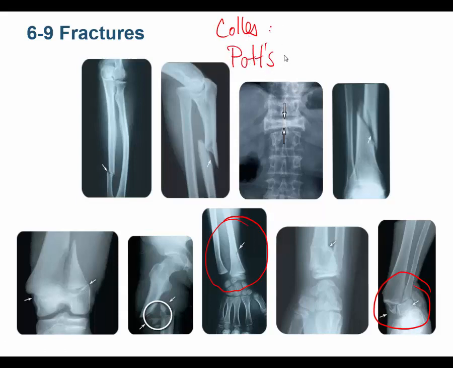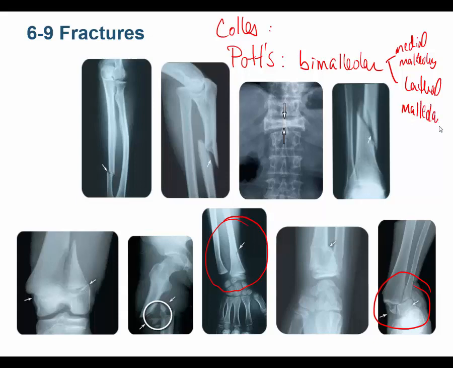Let's know two fractures. This is a bimalleolar fracture. That means two malleoluses. Your two malleoluses are your medial malleolus, which is part of your tibia, and your lateral malleolus, which is part of your fibula. Does that mean that you fracture both bones? Yep. Malleolus. And it's a bimalleolar fracture. You fracture both of these.